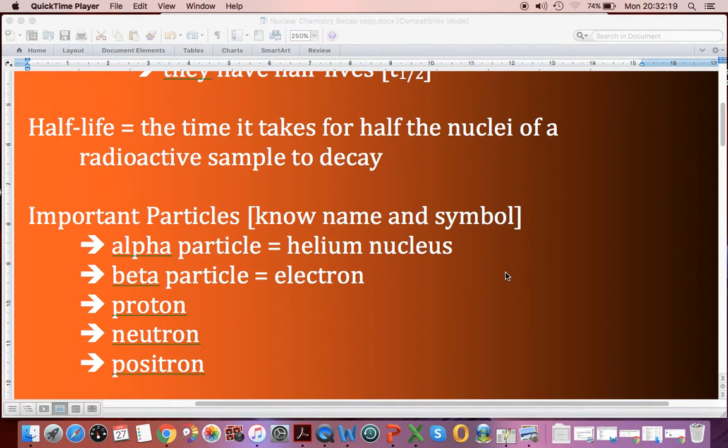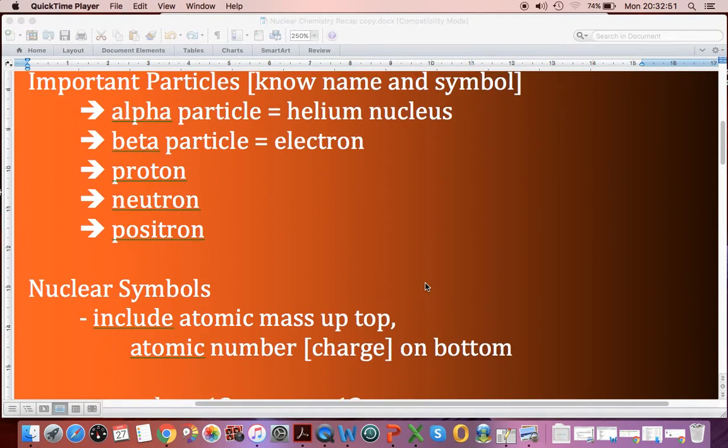These are the particles that you have to know the name and the nuclear symbol for. And on your chart you may remember that there were 6 particles or forms of radiation listed. So we had the alpha, beta, and you don't see the gamma here because it's not a particle. And you have the proton, neutron, and positron. And you have to remember the electron and beta are the same thing. So knowing the mass and the charge nuclear symbol will really help you in tackling certain questions.